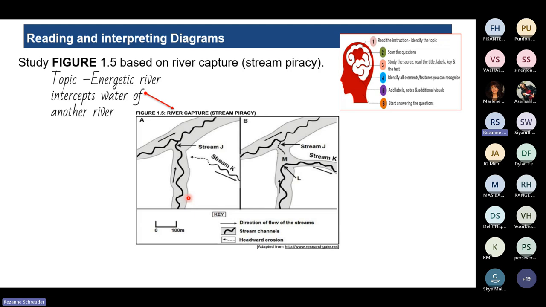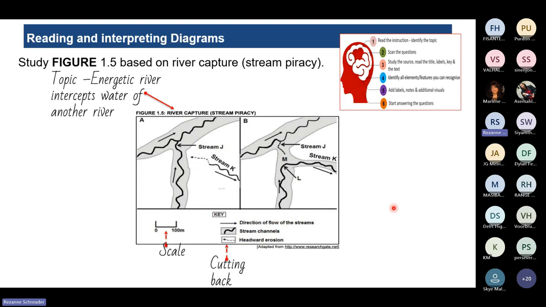It's an energetic river that intercepts water of another river. So grade 12s, if you see a question like this, that question paper is yours. You can scratch on it as much as you like. So write there that it's a more energetic river intercepting the water of another river. Then with a key, they give us the directional flow of the streams, they give us the stream channels, and they give us headward erosion. And where can we see headward erosion? There, with the stream K. So immediately cutting back. So now you can think, okay, stream K is the one that's going to capture stream J.